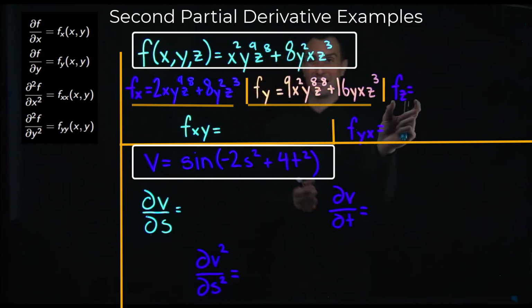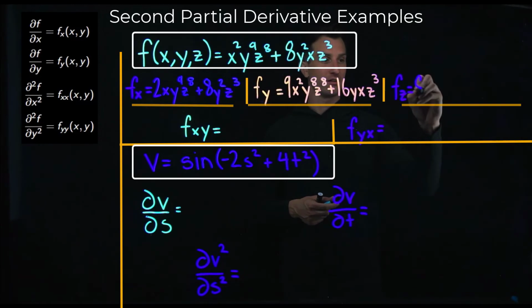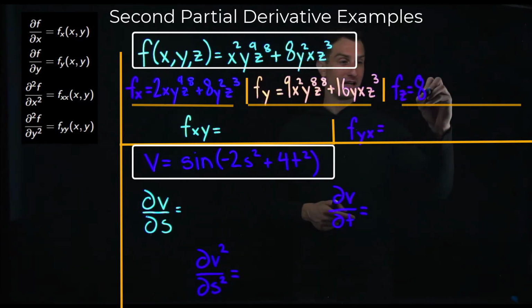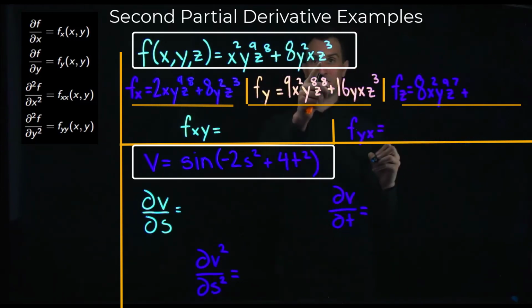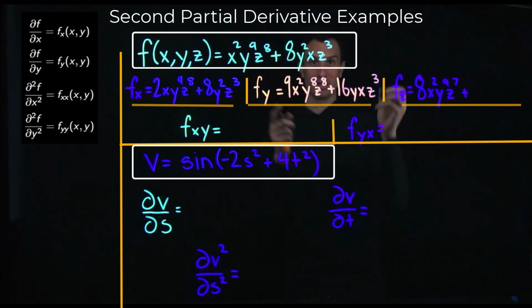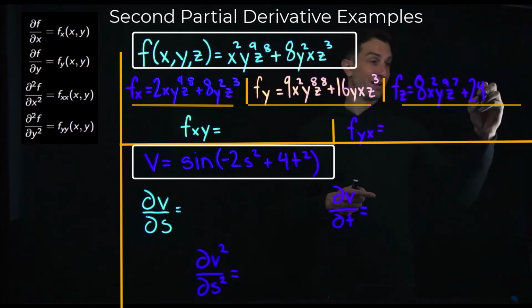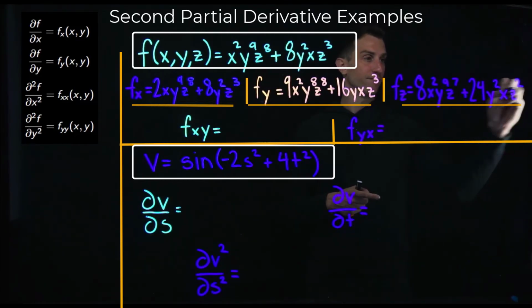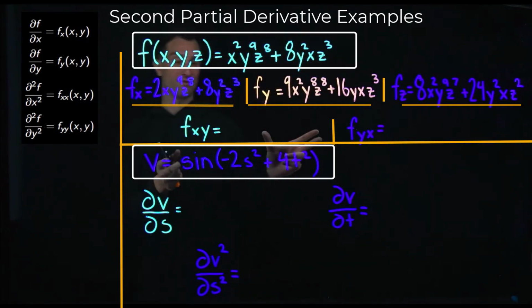And finally, f sub z, we're treating both x and y as constants. We end up with 8, from z to the 8th, x squared, y to the 9th. We'll finish off the power rule, z to the 7th, plus, over here, treating x and y as constants, the 3 comes down, 24 x y squared z squared, right? Awesome. So now we have all of our first partial derivatives. We can go work on some of the second partial derivatives.